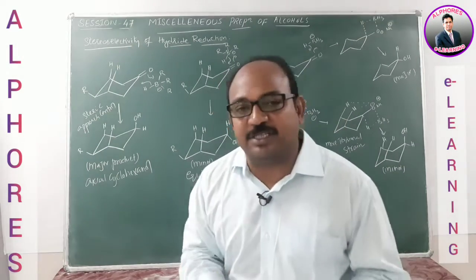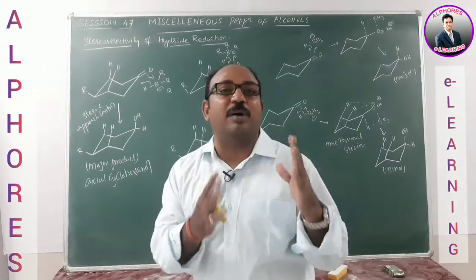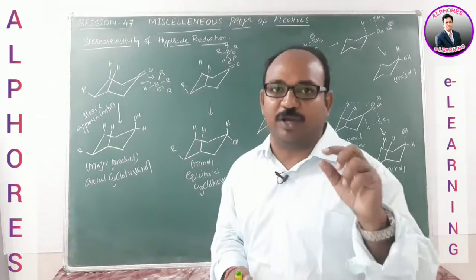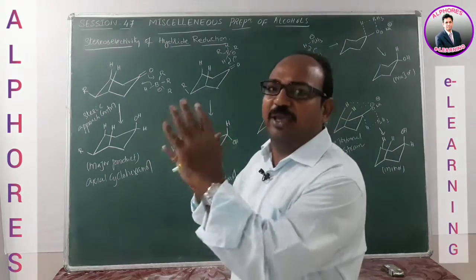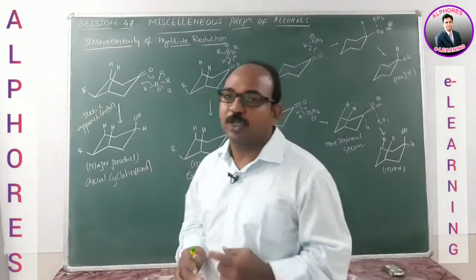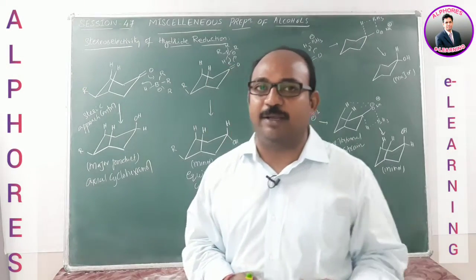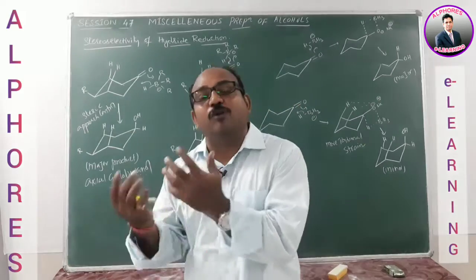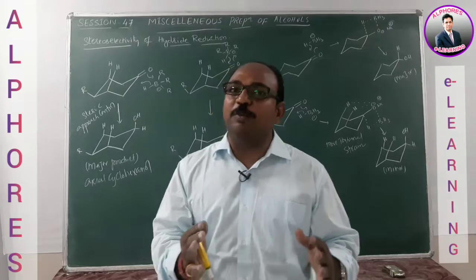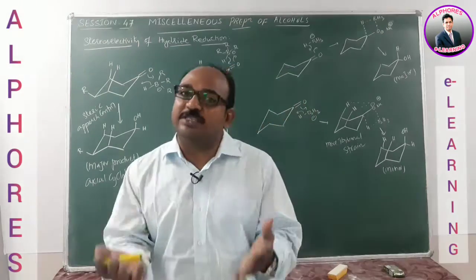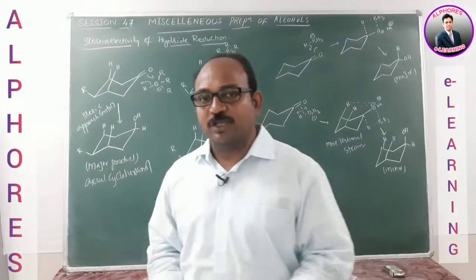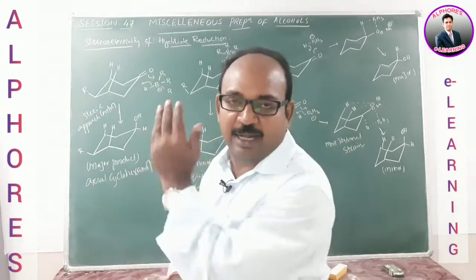Because of 1, 3, 5 interactions, also called torsional strain. Torsional strain means the strain which is obtained because of sigma bonded electrons. So that will exist. Before going to learn this concept, you should keep that point in your mind: any group prefers to exist in equatorial rather than axial, right? So keep that point in your mind and let's come here.